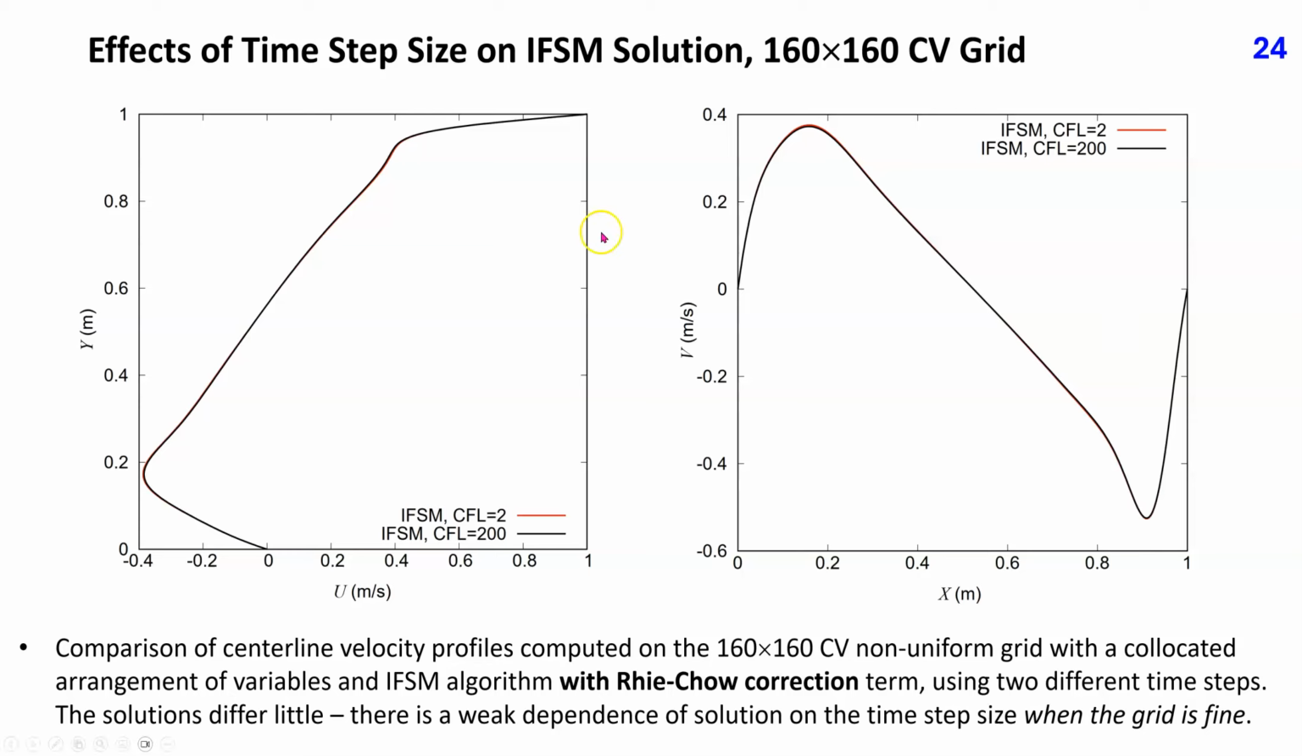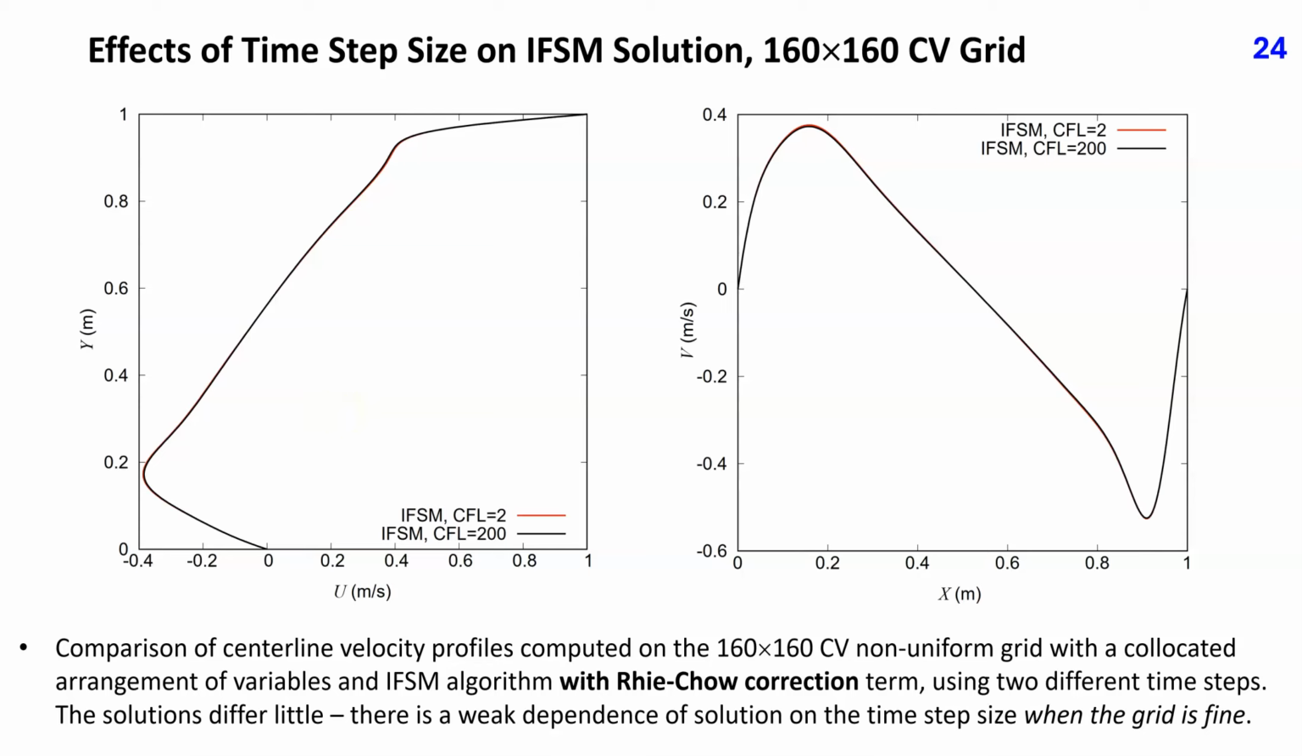These plots show the comparison of centerline velocity profiles computed on the 160 by 160 cells non-uniform grid with a collocated arrangement of variables and IFSM algorithm with Rhie-Chow correction term using two time steps differing by a factor 100. The red and the black line can barely be distinguished in these plots, confirming a negligible effect of the time step size on the solution.